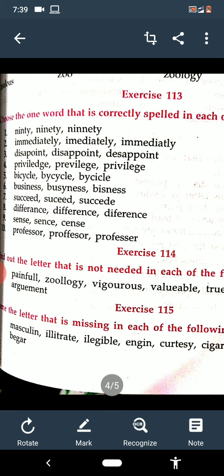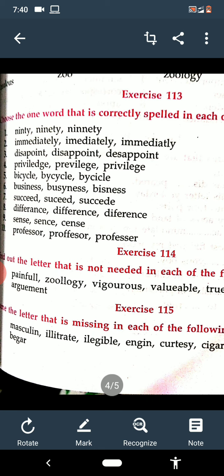Okay. Now see downside 115. Name the letter that is missing in each of the following words. One letter is missing, and what is that? Masculine. M-A-S-C-U-L-I-N-E. E is missing in the last.